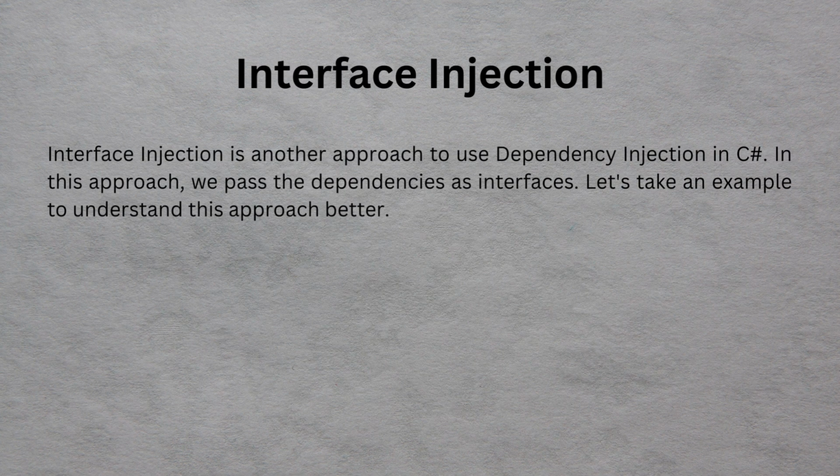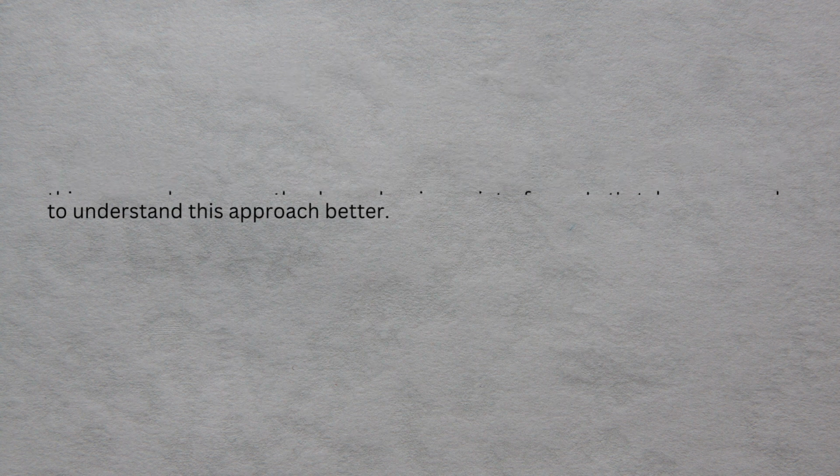Interface injection. Interface injection is another approach to use dependency injection in C#. In this approach, we pass the dependencies as interfaces. Let's take an example to understand this approach better.